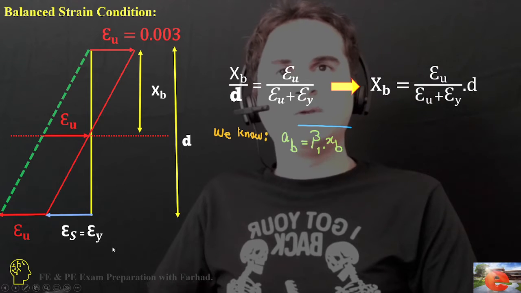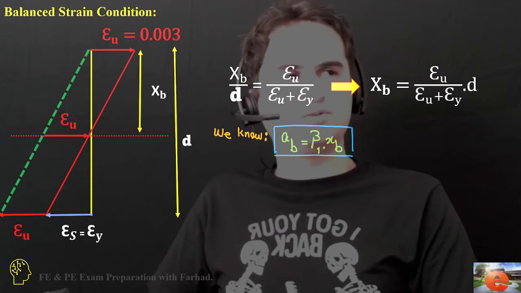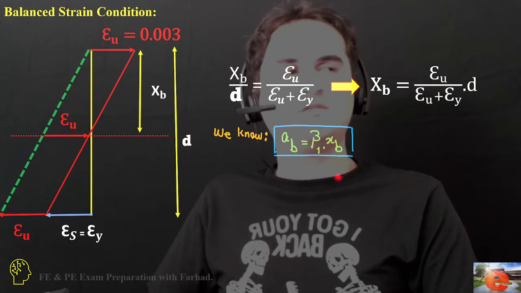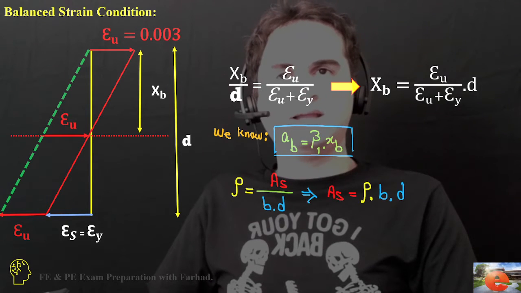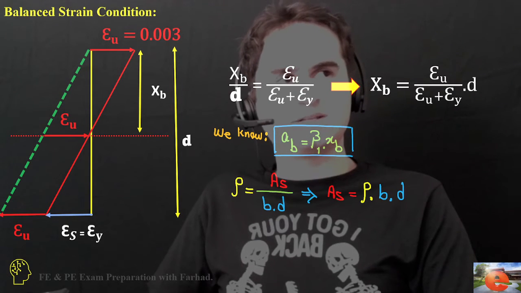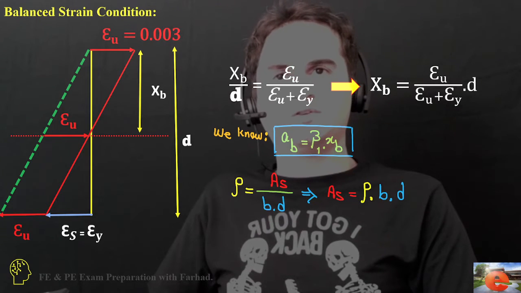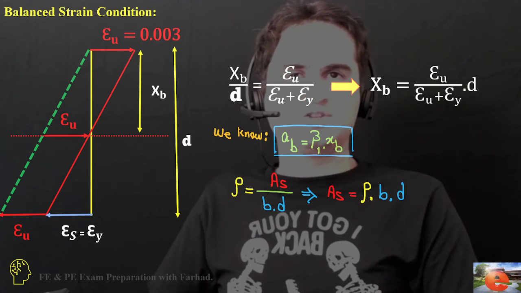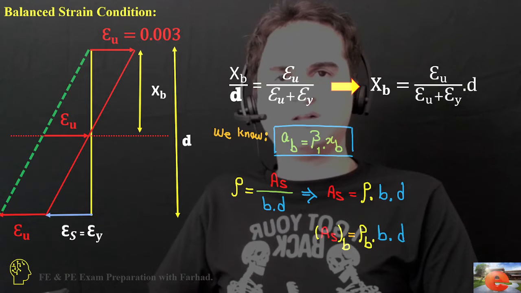And if you remember from previous sections, we have a equal to beta 1 times x, likewise a balance is equal to beta 1 times x balance. Also rho is As over bd, the area of steel over the area of the cross section. If you rearrange, As is equal to rho times bd. Likewise, As balance is equal to rho balance times bd.